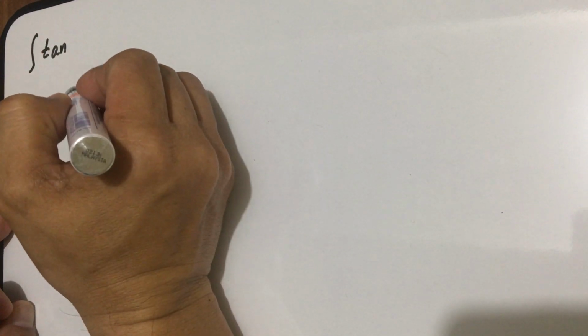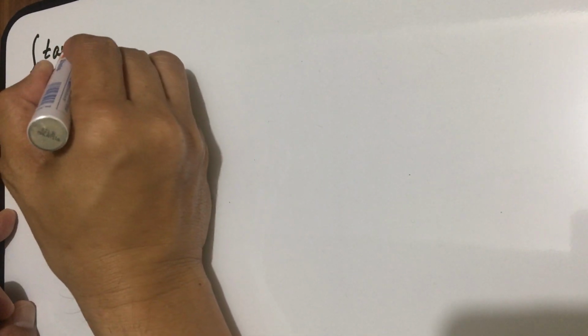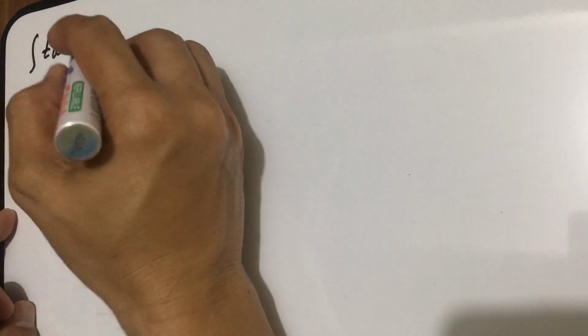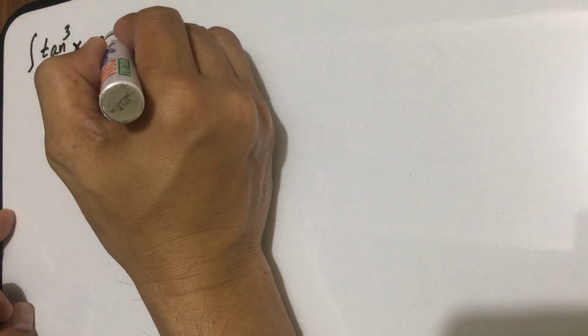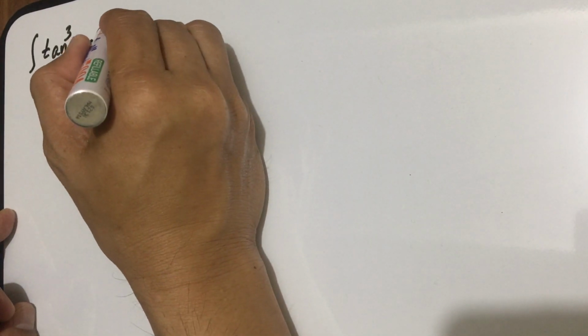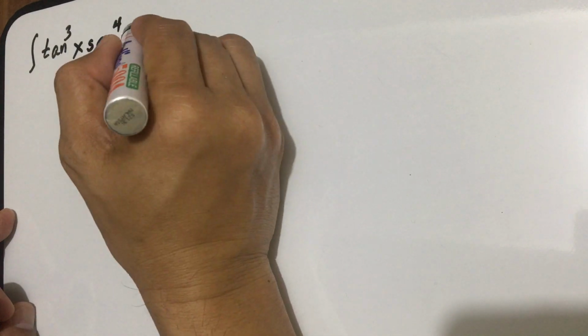So our given integral function is integral of tangent x cubed times secant x to the fourth power dx.